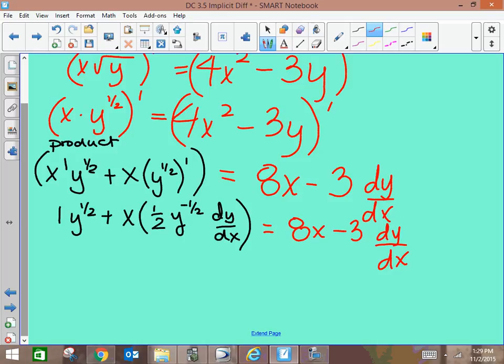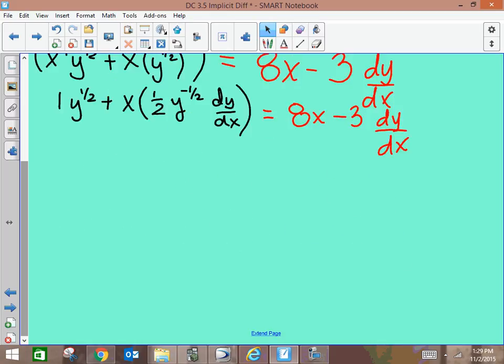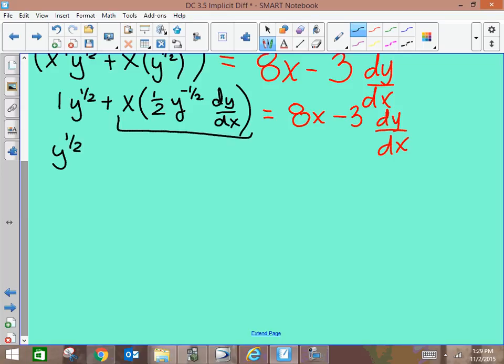So let's see what we have. Blakely knows why I have a singular derivative, right? Okay. So I have y to the 1/2. What's this mess? I don't really need the parentheses, so I'll put the 1/2 out front, right? And what else do I have? x and y to the negative 1/2 dy dx. Okay?